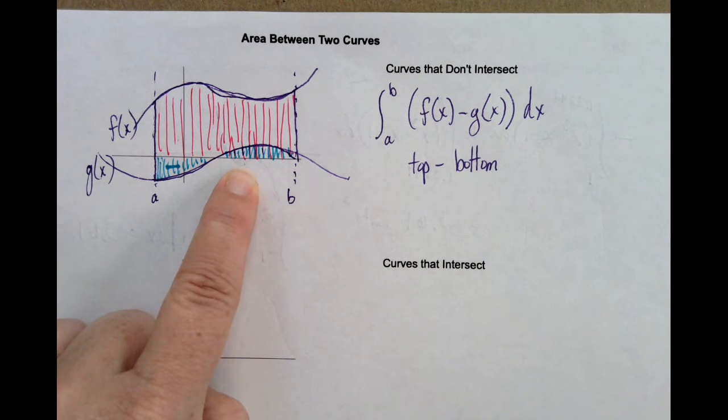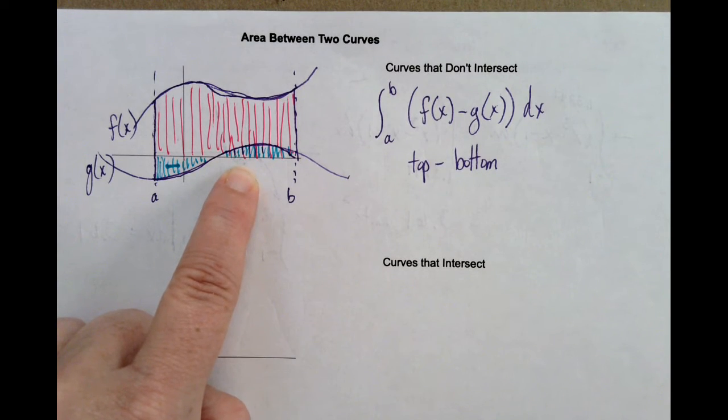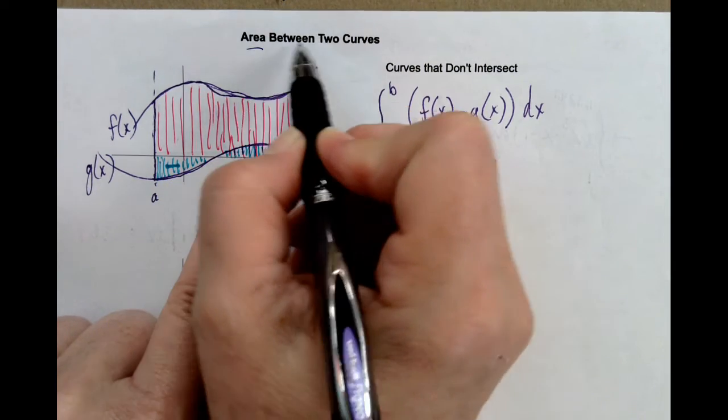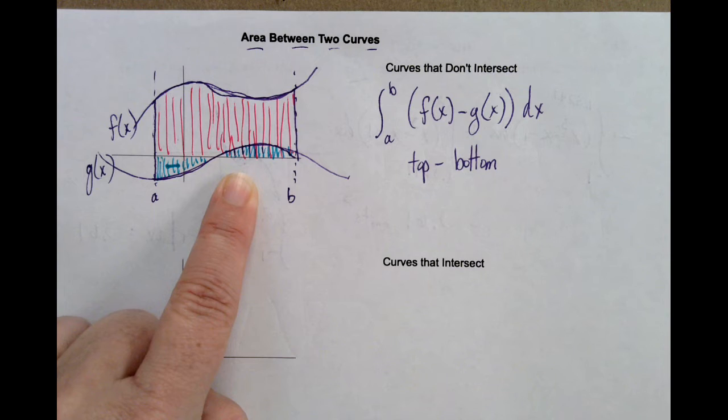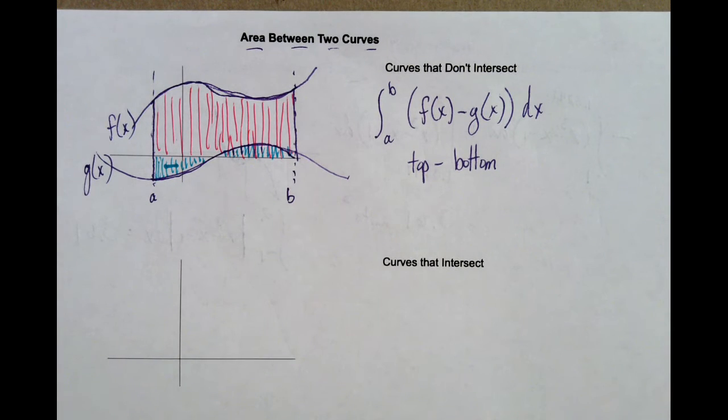Does that make sense? It is as simple as subtracting those two functions and then taking the integral to find the area between the two curves, which is kind of nice, right? Like that makes total sense, right?